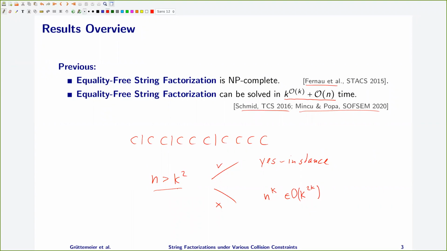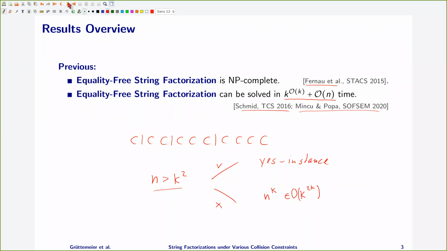This is what is called a kernel. So the algorithm is basically just this kernelization. You get a quadratic kernel, and then you can do brute force on this kernel. So this is what is known for this problem so far. And maybe one thing to observe is that this whole approach breaks down if we don't have equality, right? If we take, for example, having equal alphabet as our notion of collision, then this clearly doesn't work, right? There's only one factor if all the letters are the same.